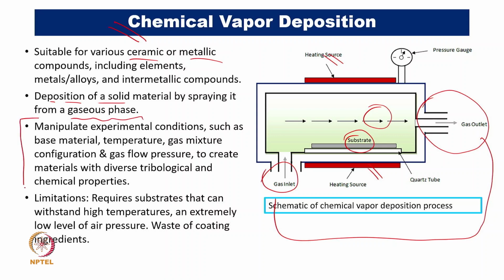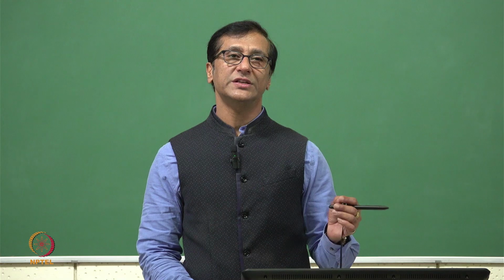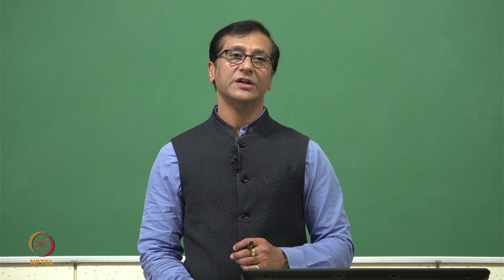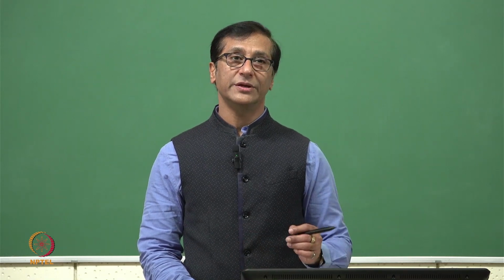Now what is important here is that we can do a number of experiments by manipulating conditions. The base material can be changed, temperature can be changed, gas mixture configuration can be changed, and using the gas flow and the pressure also, we can develop different kinds of properties of the material. So this is very important. It's not that there is only one CVD process and it will always give a similar kind of coating. When you change parameters, a different kind of coating will come out, and that's very important.